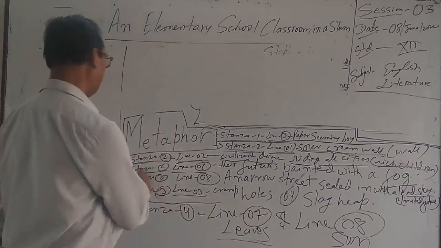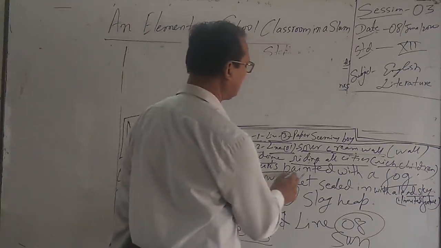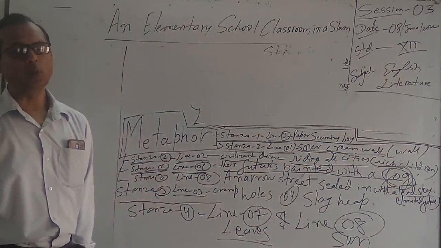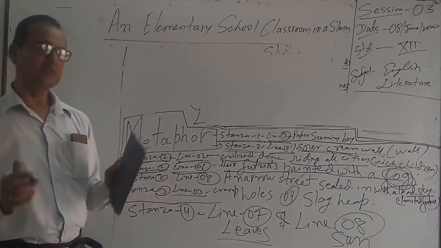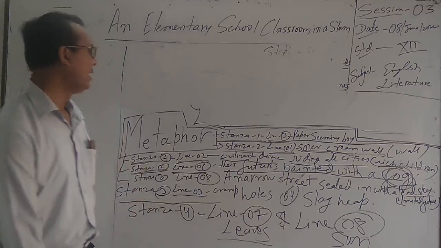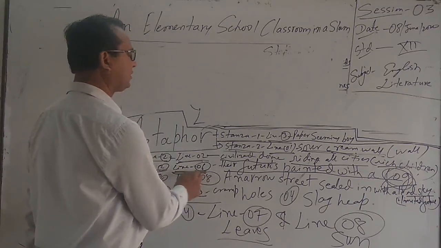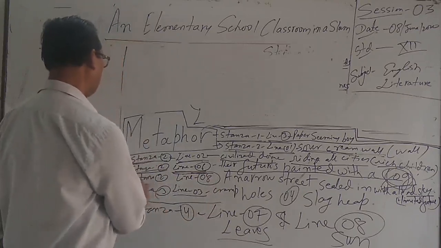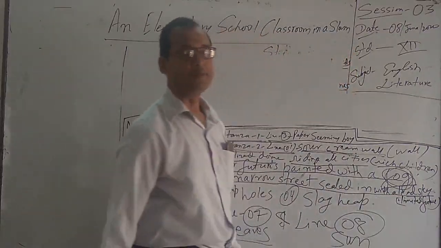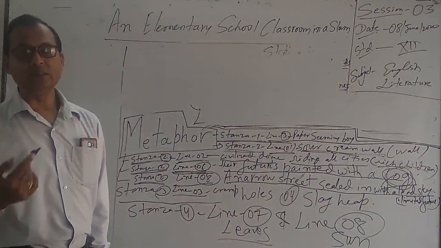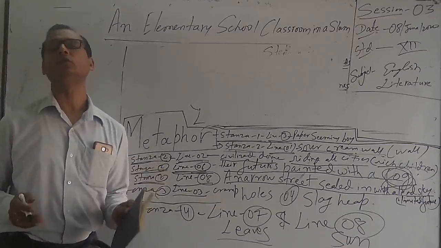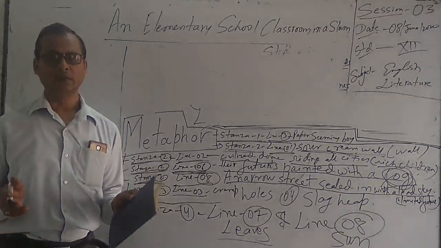Now we see stanza 2 again, line 6, "their futures painted with a fog". Here fog shows uncertainty and hopelessness. It means the future of these children is like fog, not clear. And now stanza 2, line 8, "a narrow street sealed in with a lead sky". With a lead sky, it means a limited future. They are living in that small area and are not in a position to see out of the area, so limited is their position.